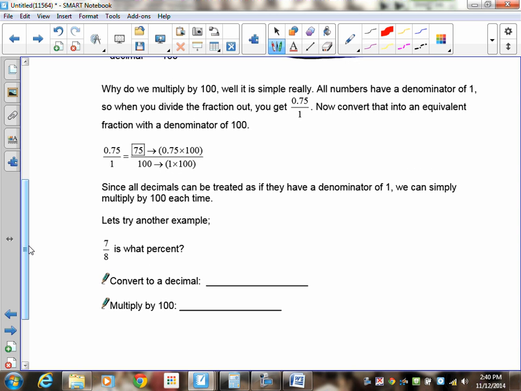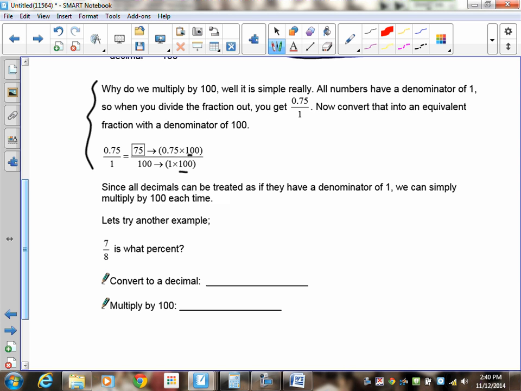Now, how do I get 0.75 to be 100? Well, you can take a look through this if you wish. It's not a big deal, really. I'm just creating an equivalent fraction. Since 0.75 is the decimal, every number is over 1. I'm creating an equivalent fraction by multiplying both the top and the bottom by 100, and that's how I get 75 over 100. You don't have to worry too much about that.